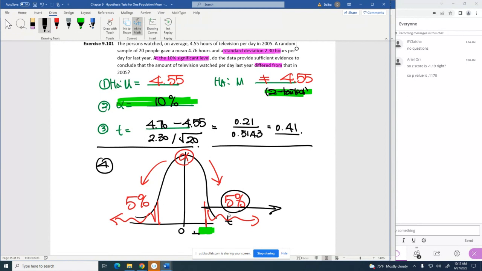1.729. Positive 1.729. Do you know how much will be the left one? Yes, same, but negative 1.729.